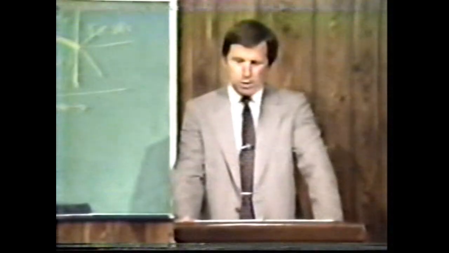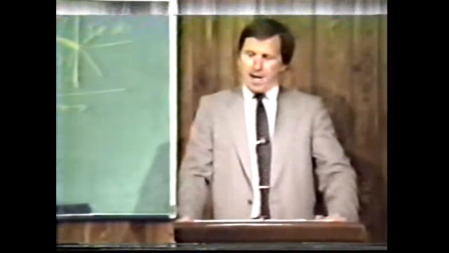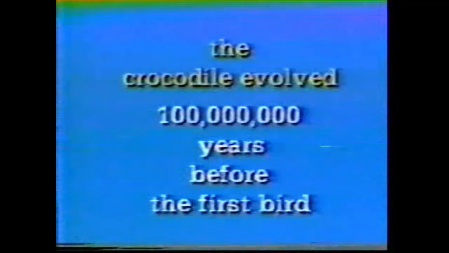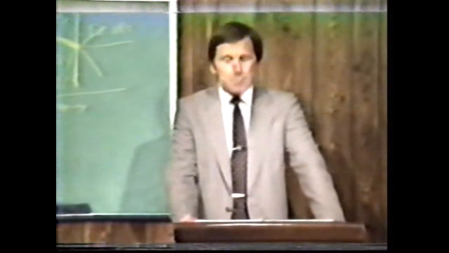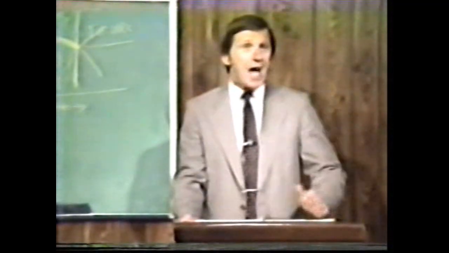plover bird to evolve. But let me tell you what the evolutionists believe. The Nile crocodile and the Egyptian plover bird cannot be doing what they're doing, because they believe that the crocodile evolved 100 million years before the first bird. That means that the crocodile had to exist for millions of years waiting to get its teeth cleaned by the plover bird. But we know that that couldn't have happened that way, because the Nile crocodile did not die out because it couldn't get its teeth cleaned.